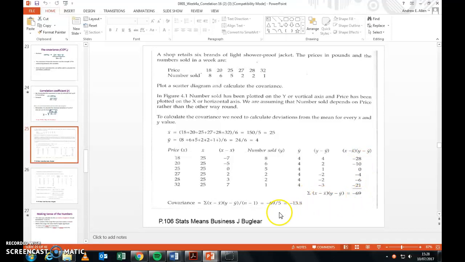Now to calculate the covariance, going by the formula, you've got to divide it by n minus 1. N was 6, minus 1 gives you 5, so it's minus 69 divided by 5 equals a covariance of 13.8.